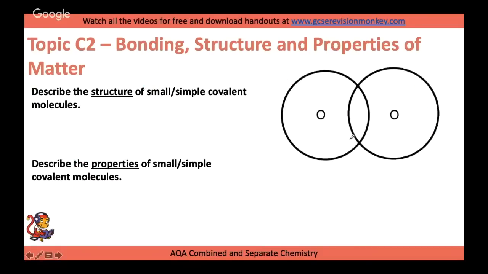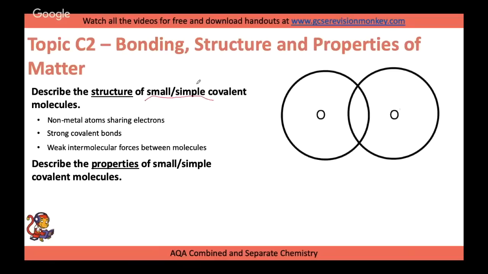Covalent bonding then. We'll start off with small, simple molecules. So the structure of those ones is between non-metals and they're sharing electrons. They have strong covalent bonds and weak intermolecular forces between the molecules. So if we look at this, we're going to draw this one out and it's got a strong covalent bond there.